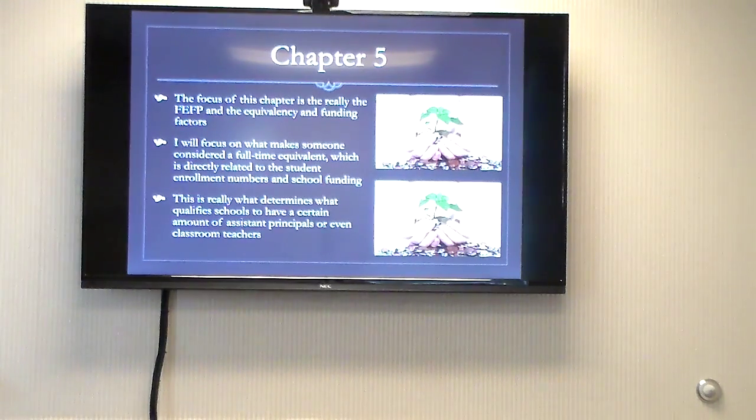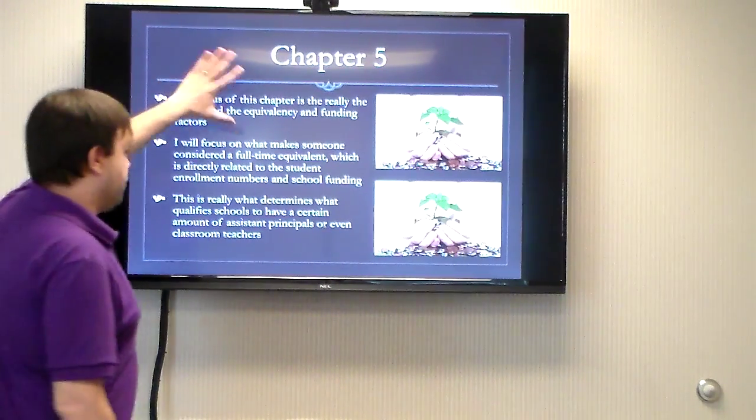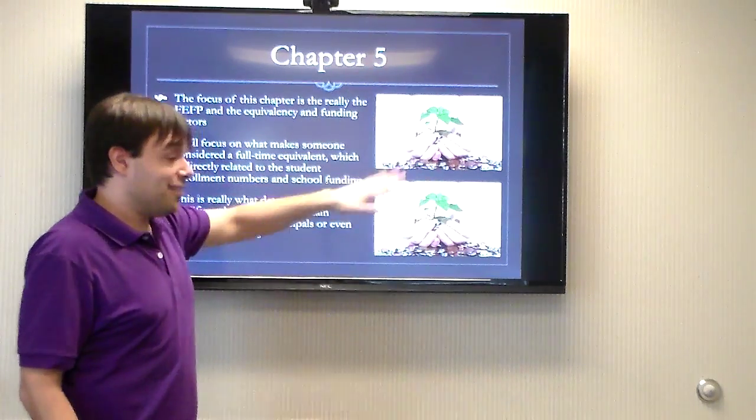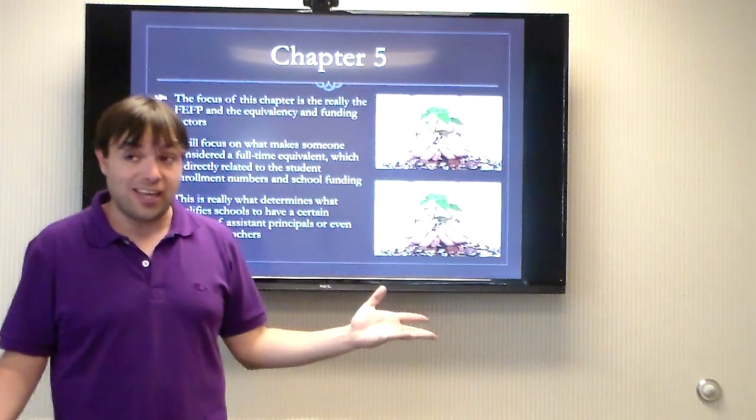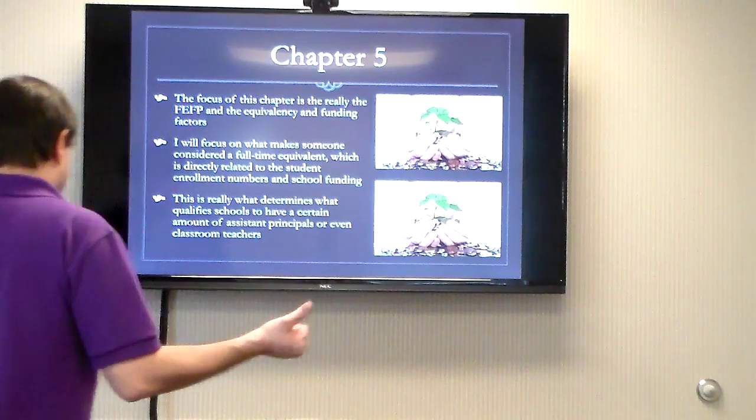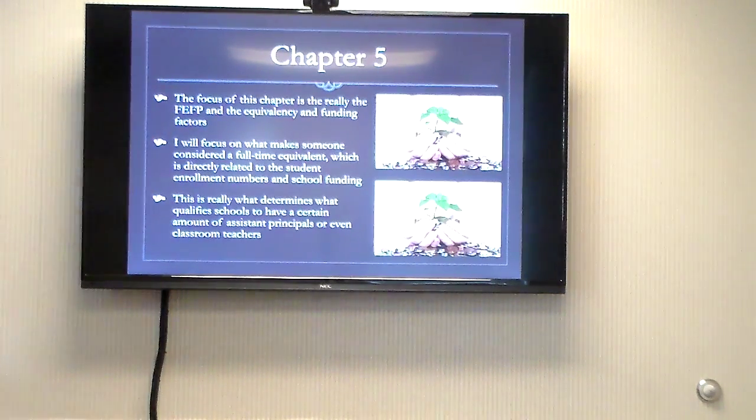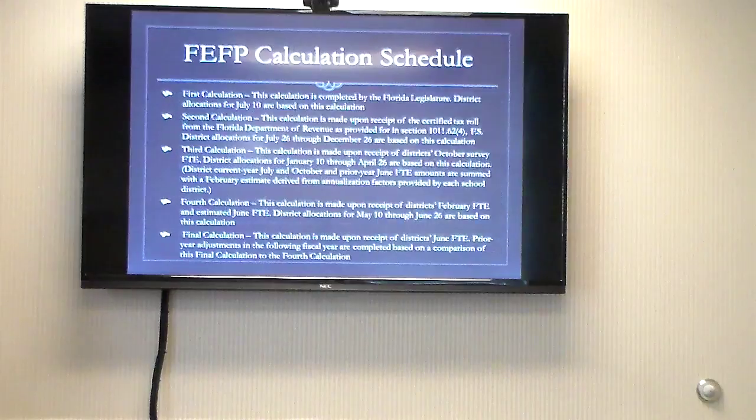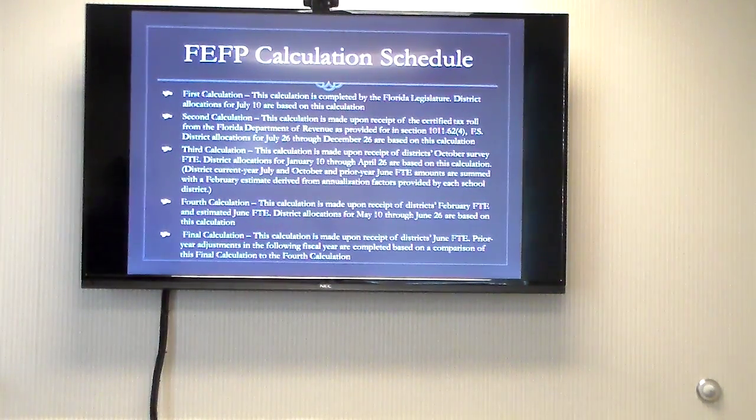So the FEFP, as we spoke about in the last chapter, really that's the focus of chapter 5. I'm focusing on what makes somebody full-time equivalent, because that's important. You need to know that because that's how a school determines how many assistant principals they get, also how many teachers they get as well, or paraprofessionals. So this really determines where that money comes from and where that funding comes from. This will probably be difficult to read on the slideshow, but I took this directly from the Florida Department of Education website, and that's why you have the PowerPoints in front of you.